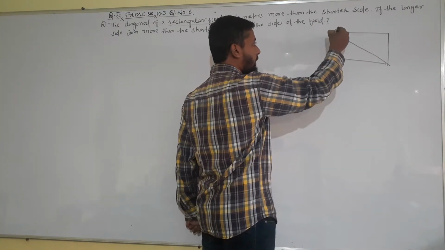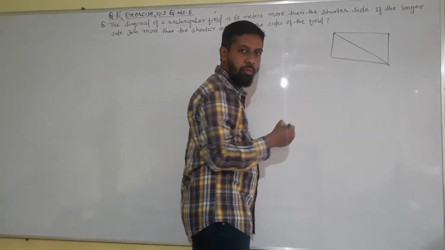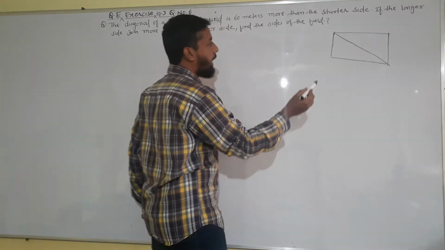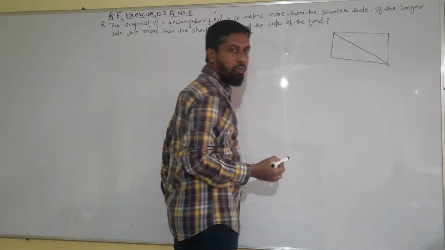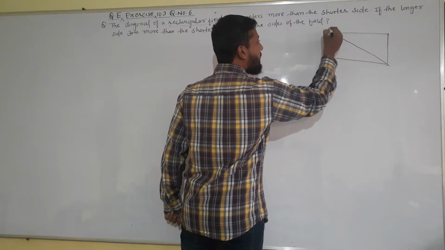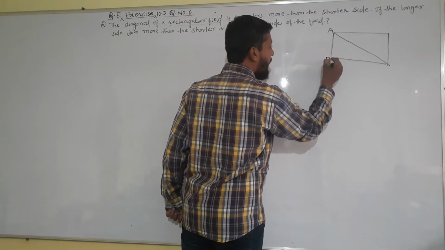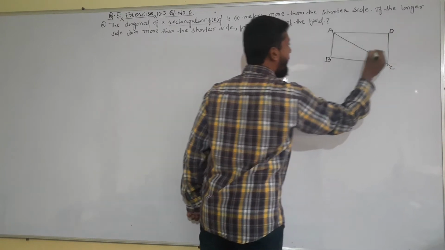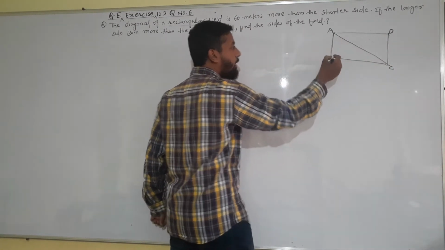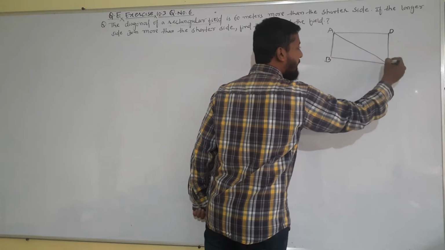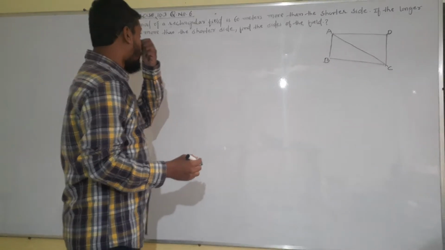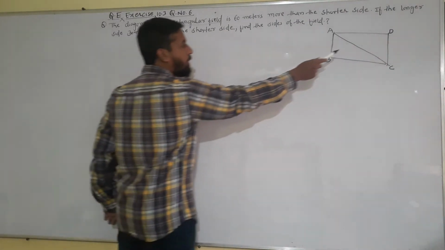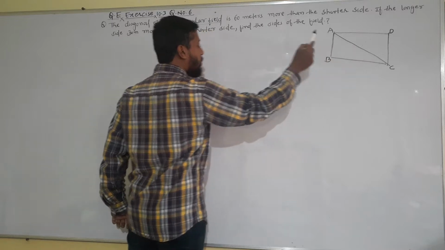This is shorter side of rectangle and this is longer side of rectangle, and this is a diagonal of a rectangle. I will give the names to the corner A, B, C and D. Keep in mind, this is shorter side, this is longer side and this is a diagonal. What he is saying, diagonal of rectangular field is 60 meter more than shorter side.